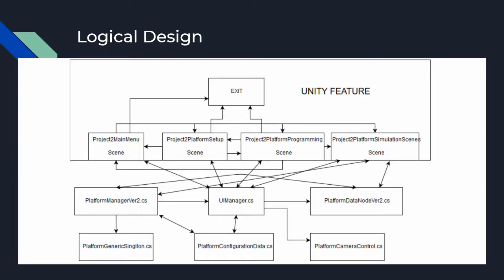Now, the main purpose of this diagram is to help us understand why we need to send and receive data to certain classes and scenes. So it also, in a way, helps us in the debugging process.